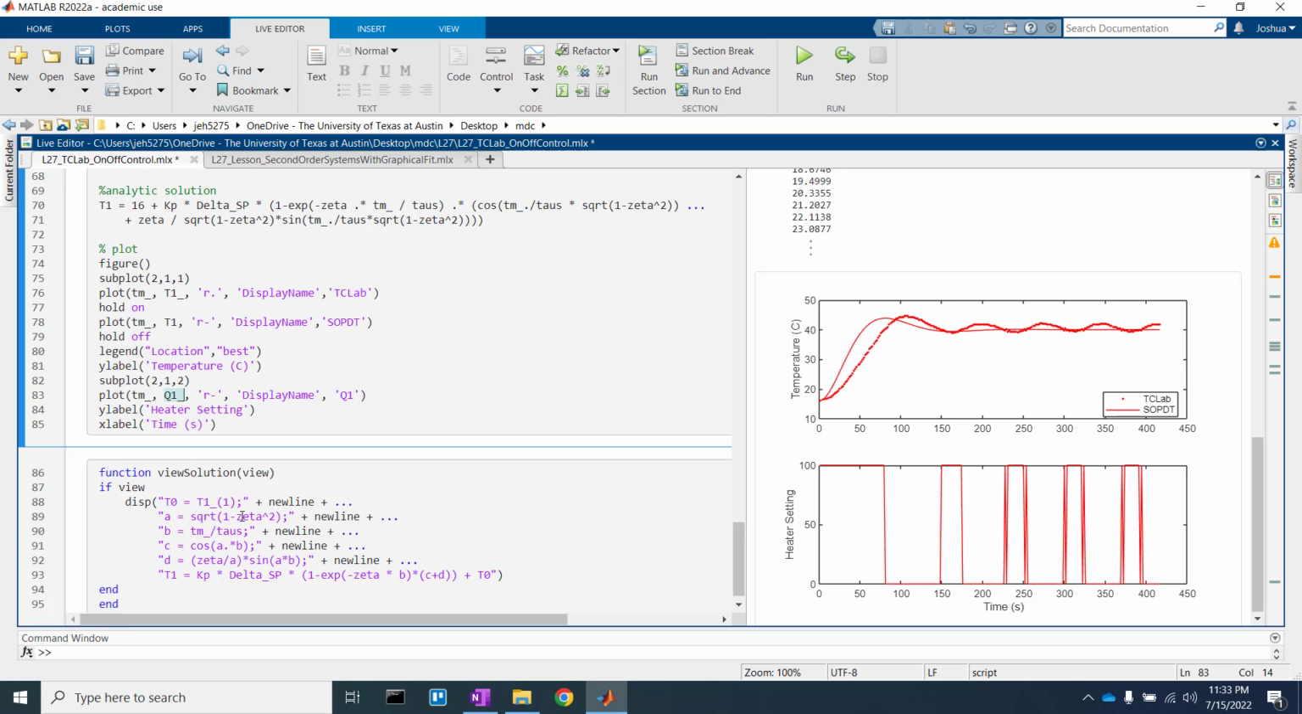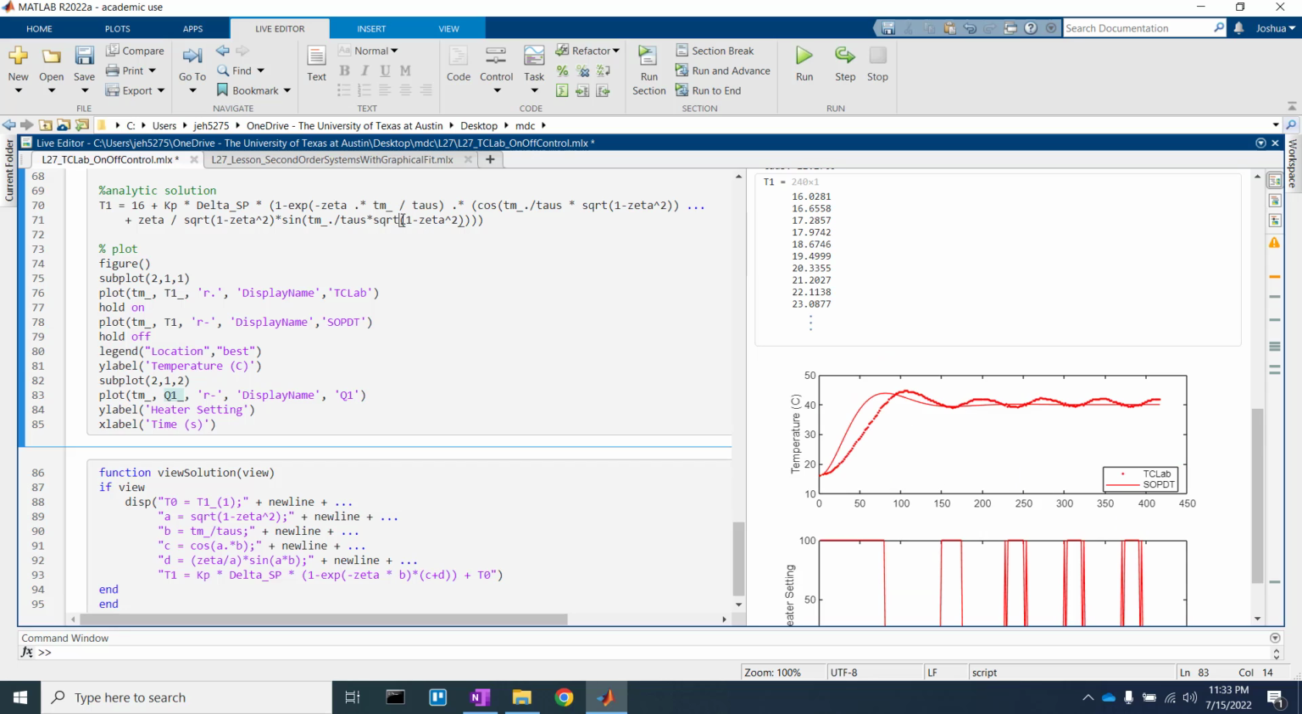So A was square root 1 minus zeta squared. You see how often that pops up. B was time divided by tau s. C was cosine A times B, and you'll notice this is element-wise. And then D is zeta divided by A times sine A times B. And so you have this right here.